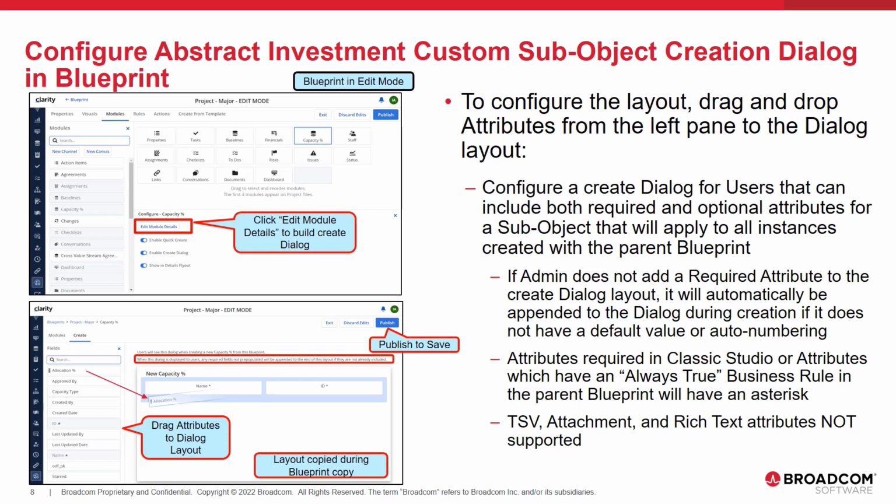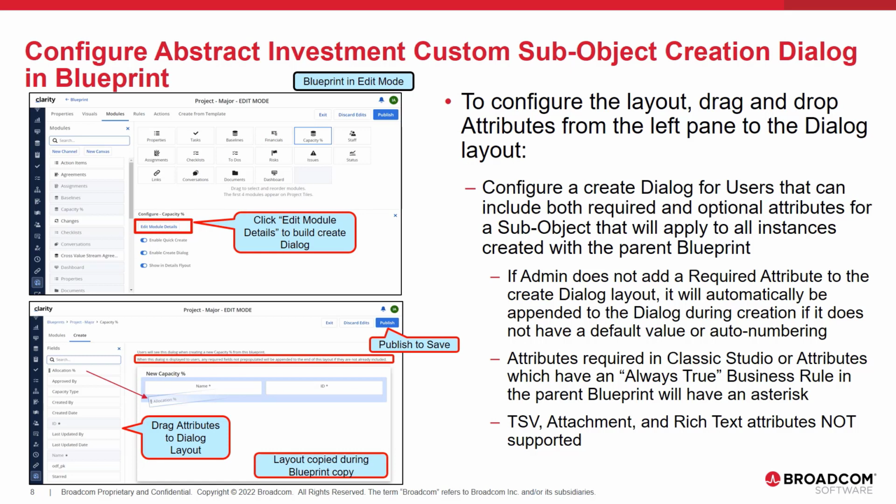Administrators can configure this layout to be whatever they want, and it can include both required attributes and non-required attributes. However, if there is a required attribute and the administrator does not configure it into the layout creation dialog, what will happen during runtime is whenever the user tries to create an instance, those attributes will automatically be appended to the dialog and they'll be required before the row can be saved.